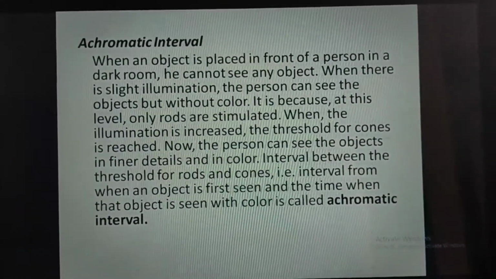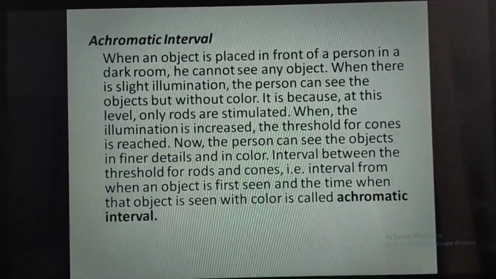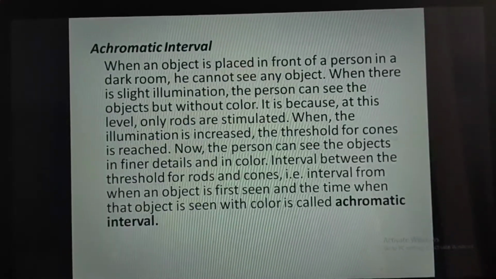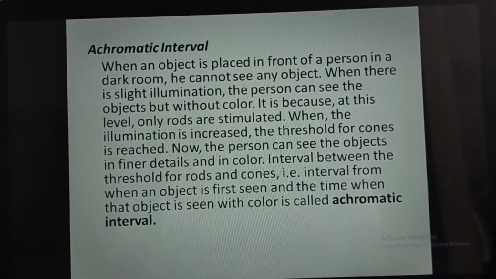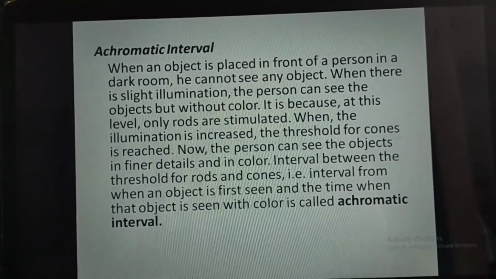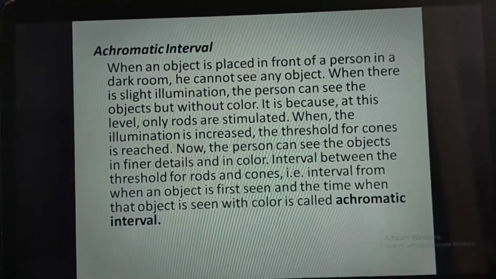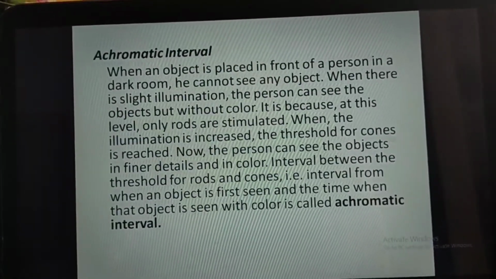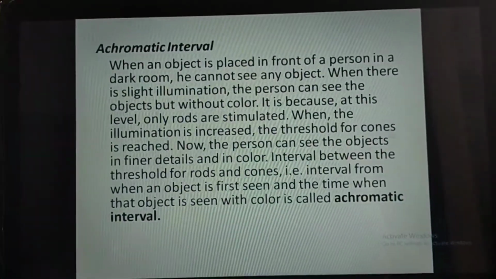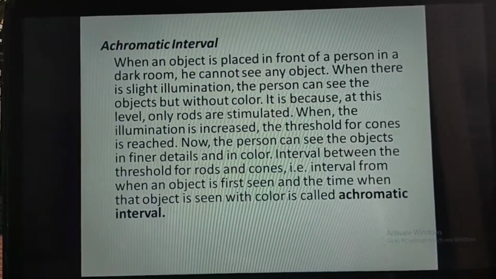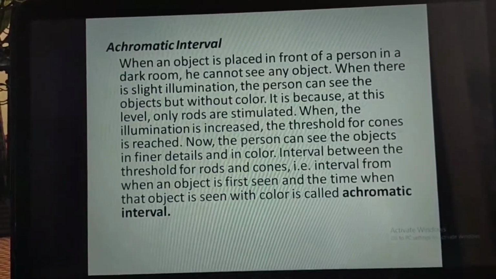Achromatic interval. When an object is placed in front of a person in a dark room, he cannot see any object. When there is a slight illumination, the person can see the objects but without color. It is because at this level only rods are stimulated. When the illumination is increased, the threshold for cones is reached. Now the person can see the objects in finer details and in color. The interval between the threshold for rods and cones, in other words, the interval from when an object is first seen to the time when the object is seen with color, is called the achromatic interval.